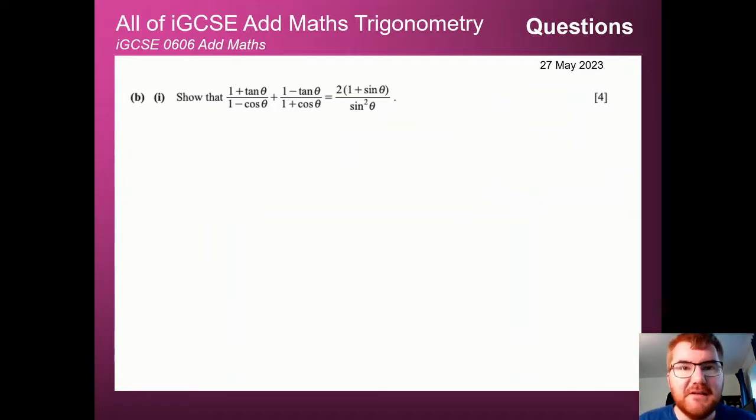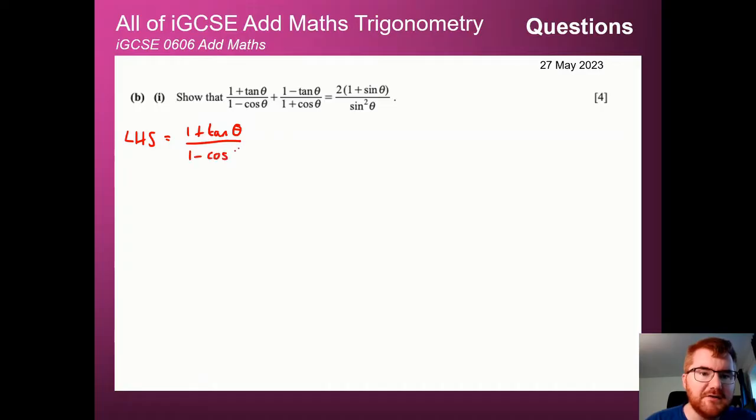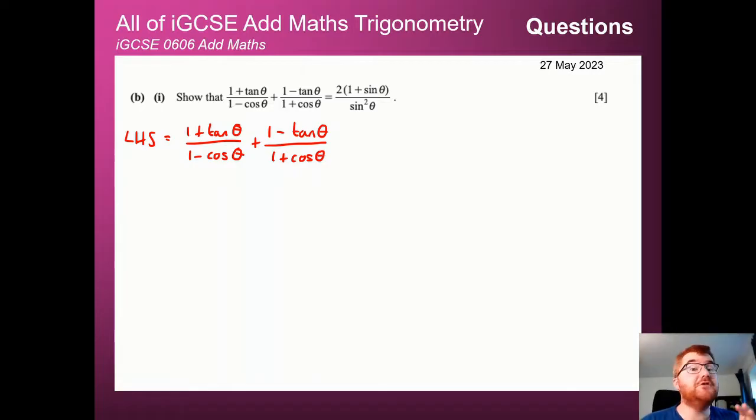And this is very, very typical, a show that question. So you need to show that the left-hand side is equal to the right-hand side. And this is generally the way we approach these questions. So I'm going to write down left-hand side is equal to 1 plus tan theta over 1 minus cos theta plus 1 minus tan theta over 1 plus cosine of theta. And what we're going to do is make it look like the right hand side.